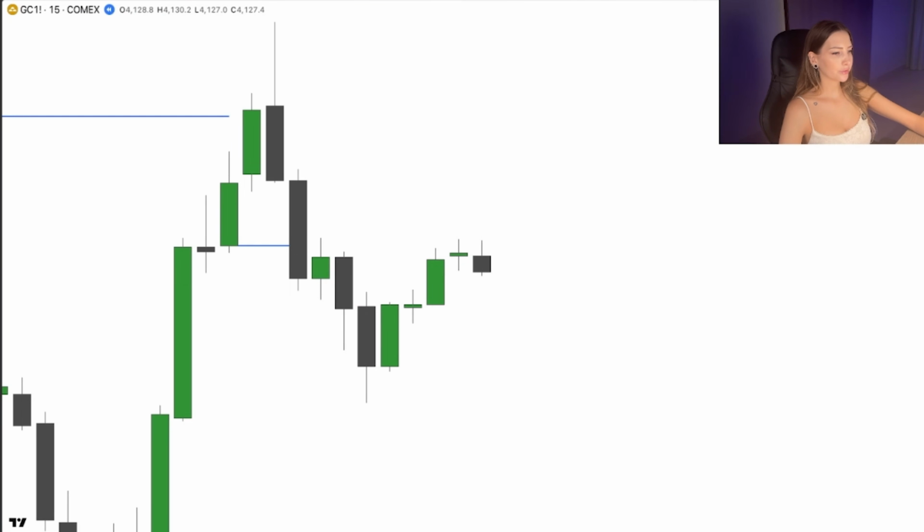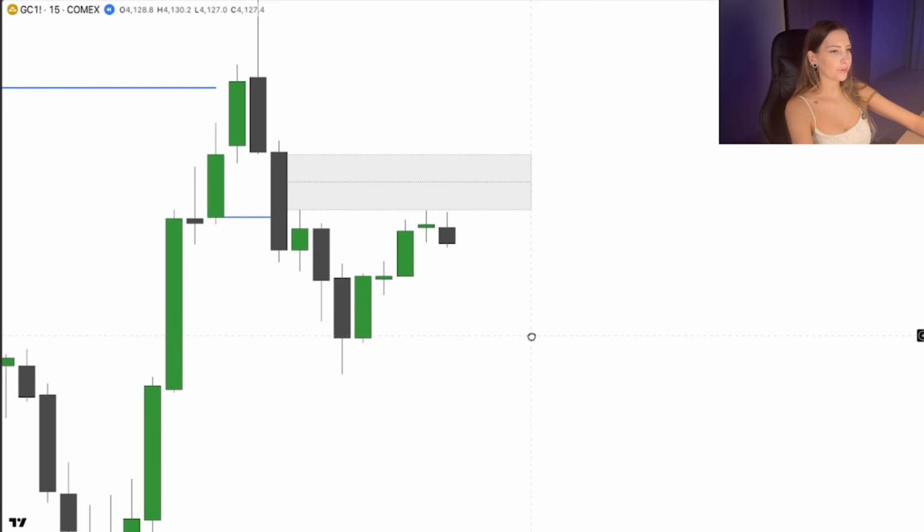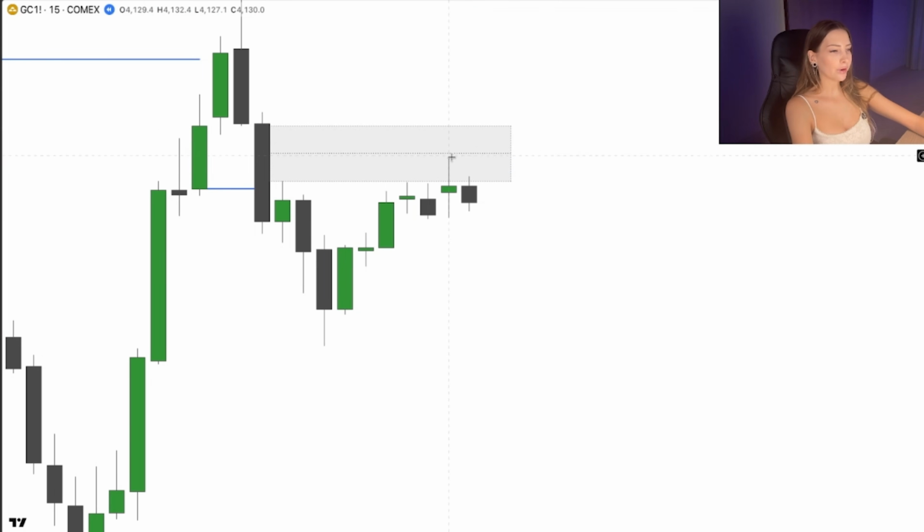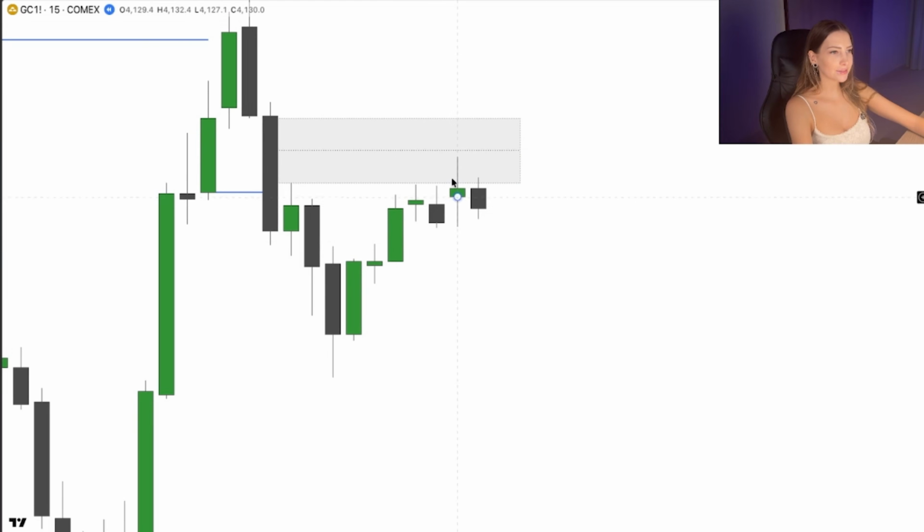I have my point of interest here, which in this case is a fair value gap. We haven't hit that yet. Okay, now we have our new high. How do we validate this new high? Well, we go to the aligned time frame and look for the CISD to validate this high and this information.